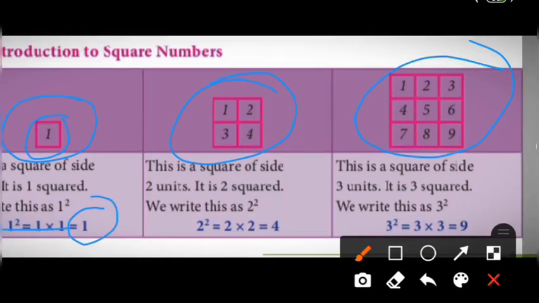If it is a 2 square, this and this, and again 2 square, this and this, length and breadth. This is called 2 into 2. 2 twos are 4. This 4 is a perfect square number. 4 is called the square of 2. Square of 2 is 4. 4 is called a perfect square number.